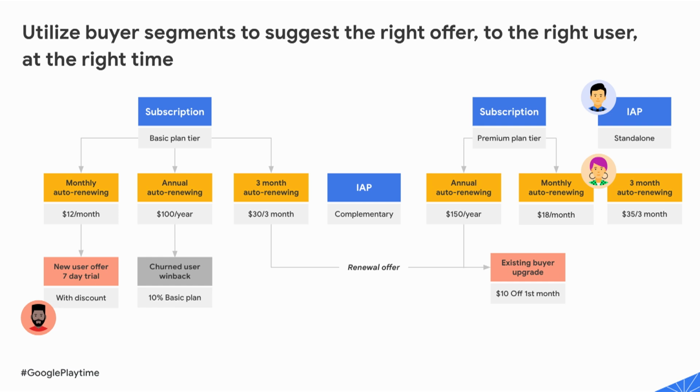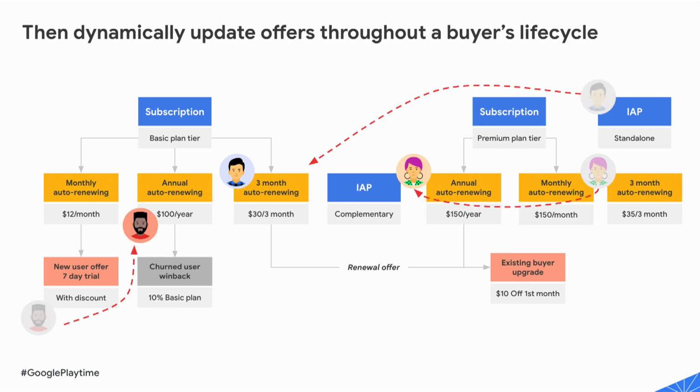And when you've done all of that, where does Jamie, Charlie, and Joe fit into your decision tree? Can you implement a buyer segmentation strategy that maximizes buyer conversion by suggesting the right offer to the right user at the right time? And how can you dynamically move these buyer segments around the decision tree throughout their life cycle that maximizes buyer LTV?